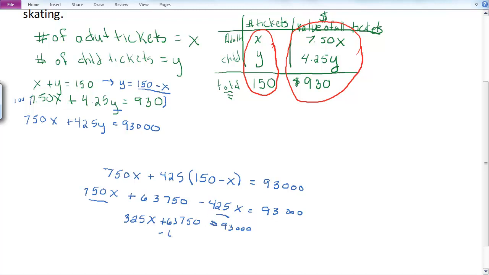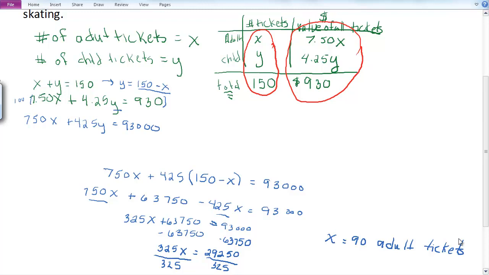And we just keep solving. 63,750 will subtract from both sides. Alright, so now what I've got is 325x is equal to 29,250. Divide both sides by 325. And what we have is that x is equal to 90. So what we have here is we have 90 adult tickets.